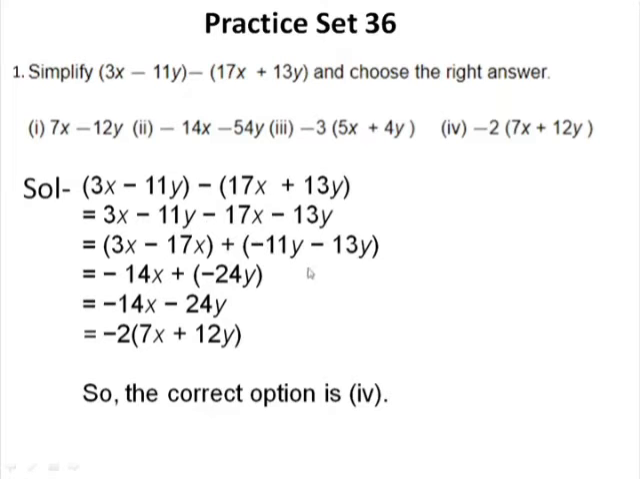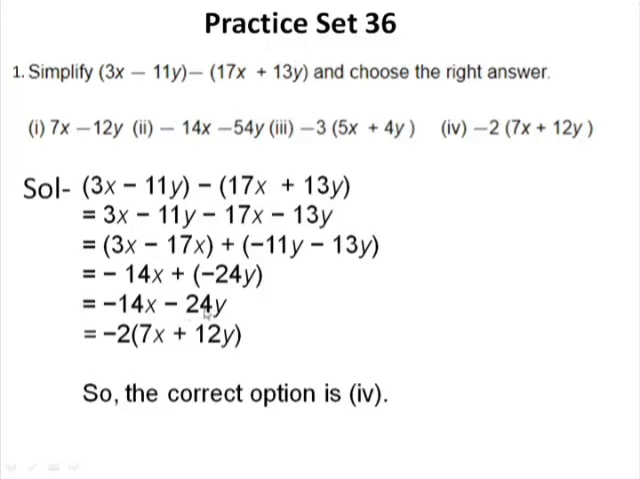These two are like terms. We will add them with the terms of x. Now we will write the terms of y in bracket. Now on solving 3x minus 17x, you will get minus 14x and plus minus 11y minus 13y is minus 24y. Now here plus minus is minus. So we will write it minus 14x as it is, plus minus as minus 24y.